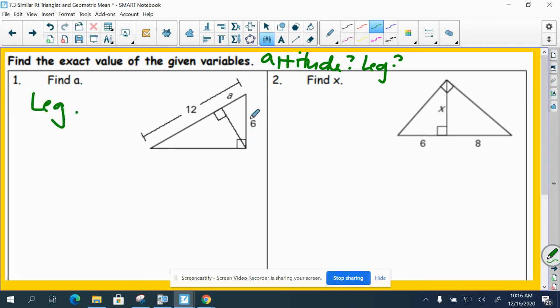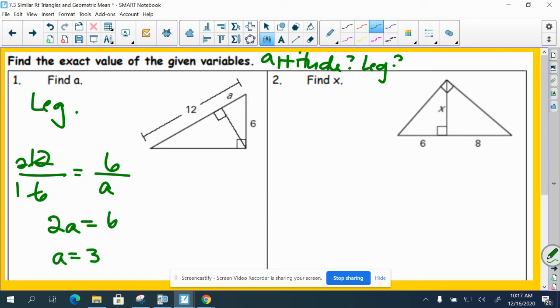So I'm going to set up a proportion, and the leg is the geometric mean, so 6 is going to be the geometric mean between the whole hypotenuse, which is 12, over the part of the hypotenuse adjacent to it, which is a. All right, so you can cross multiply, or I see that we can simplify first. So this would be 12 over 1. So this would be 2a equals 6, which gives us a equals 3.